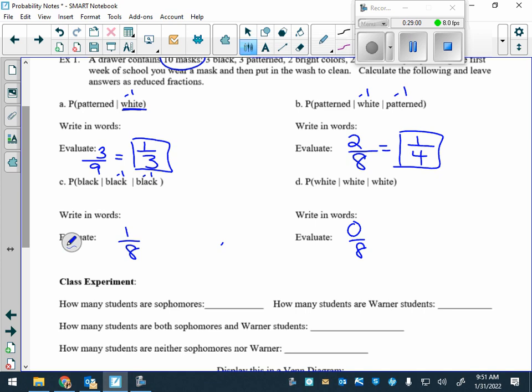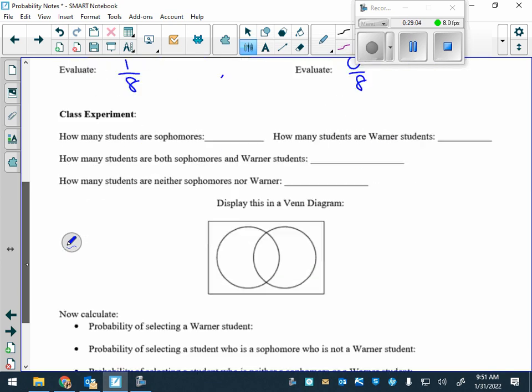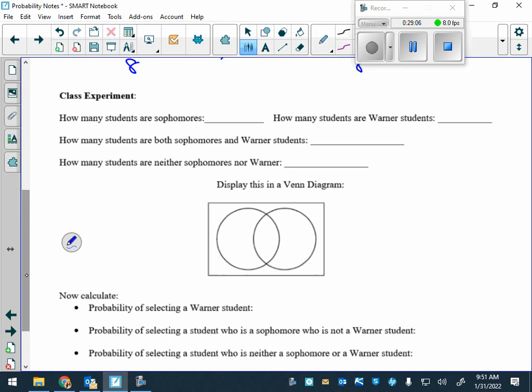Okay, I need some honesty here. How many people do we have in class? Let's see. 26, I think. 4, 8, 10, 18. Yep, 26. All right, so we have 26 in total.